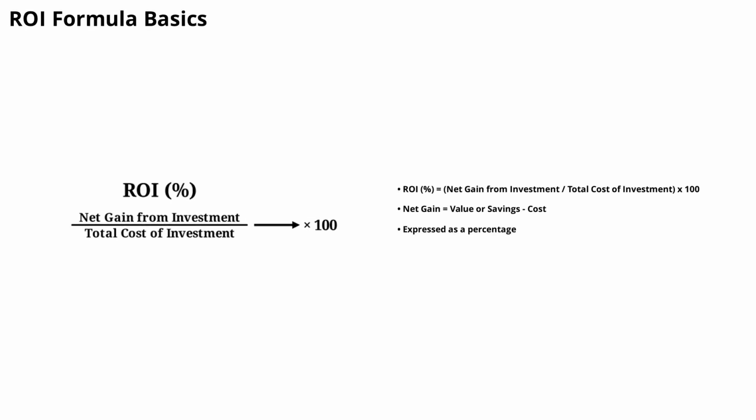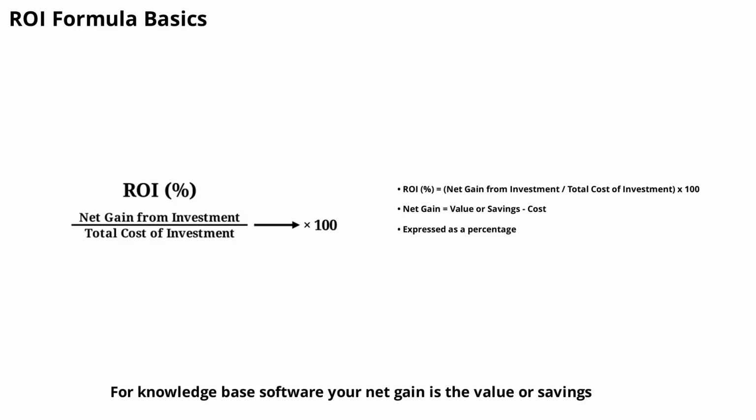The basic ROI formula is straightforward. ROI equals the net gain from your investment divided by the total cost of the investment, then multiplied by 100 to get a percentage. For knowledge-based software, your net gain is the value or savings the software brings minus what you paid for it. This formula helps you compare different investments and see which one gives you the best return. Now, let's see how this applies specifically to knowledge-based software.